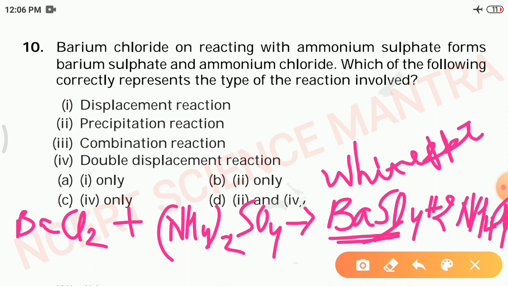Including precipitation reaction, here it is also the exchange of ions with each other. Barium and ammonium ions are exchanging with each other, and the reactions in which there is an exchange of ions between the reactants are also called double displacement reactions. So this is the precipitation reaction, and it is also a double displacement reaction. So second and fourth, both options are correct.